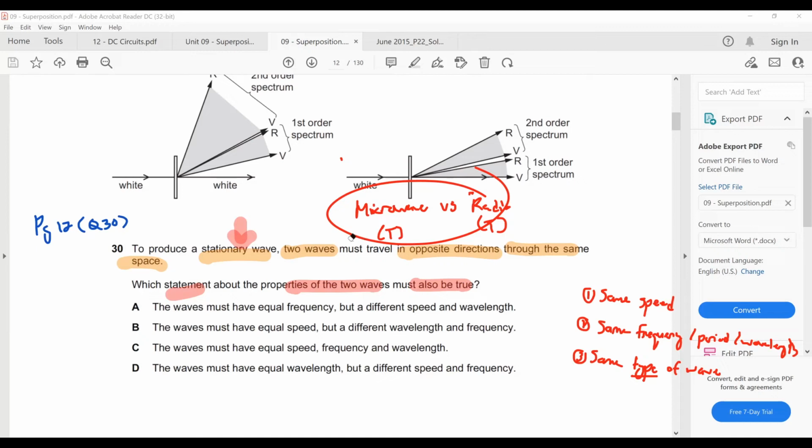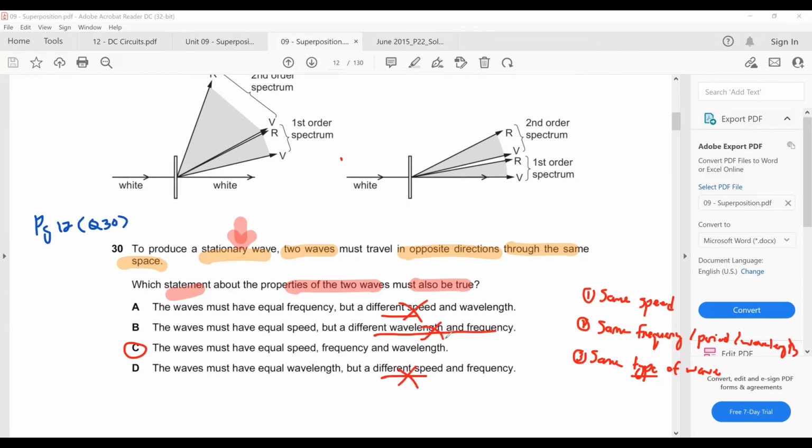If it's microwave, it must be all microwaves. If it's radio waves, all must be radio waves. So your answer here is easily going to be C. The moment you see different speed, wrong; different speed, wrong; different wavelength and frequency, this one is wrong. Everything must be the same. So the answer is C. Right, so that one is done.